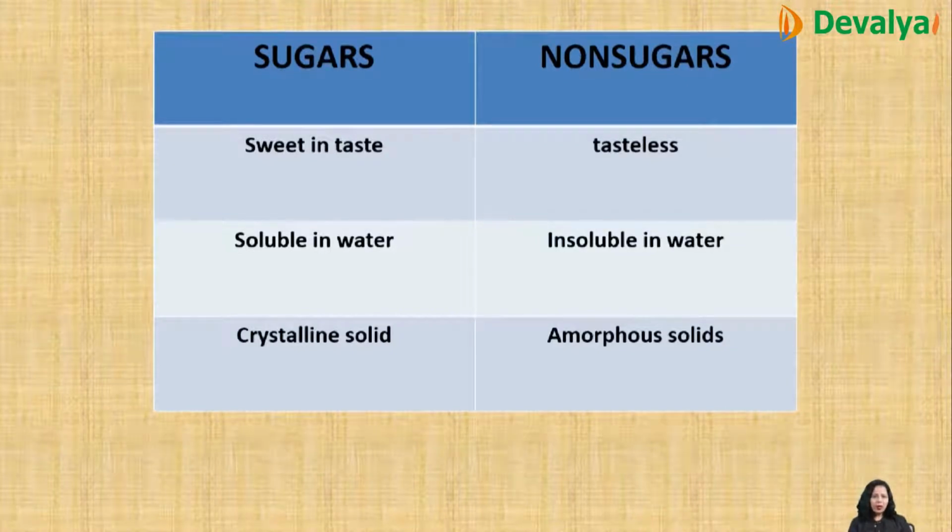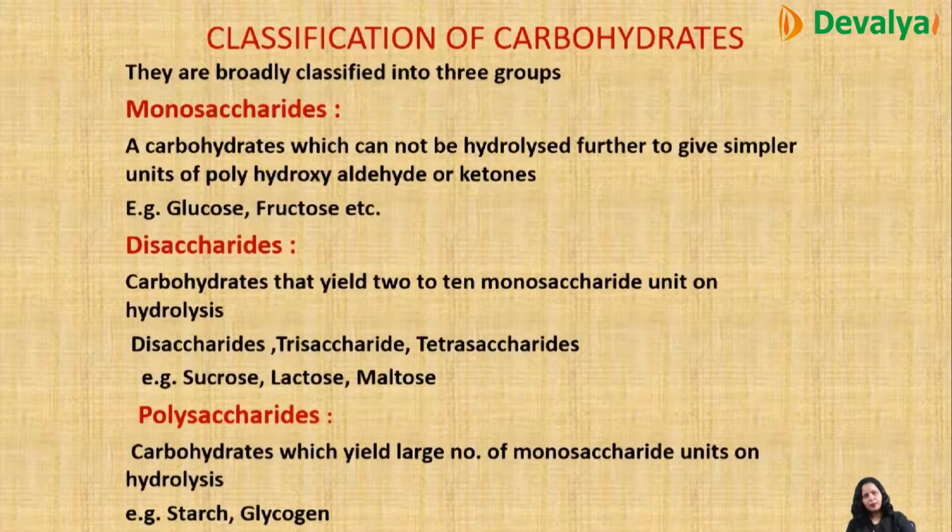Now carbohydrates may be sugars or non-sugars. The differences are: sugars are sweet in taste, and non-sugars are tasteless. Sugars are soluble in water, non-sugars are insoluble in water. Sugars are crystalline, that is, they have a regular arrangement, and non-sugars have an irregular arrangement, so they are amorphous solids.